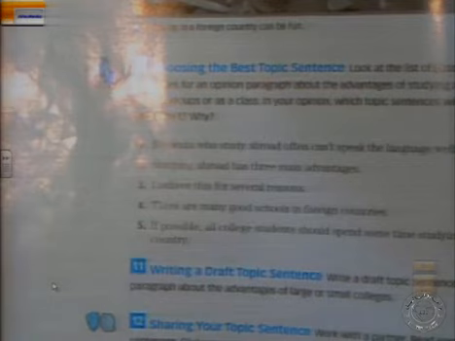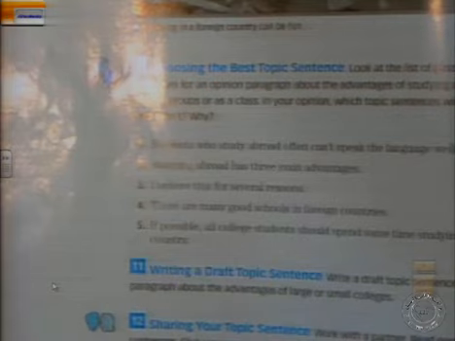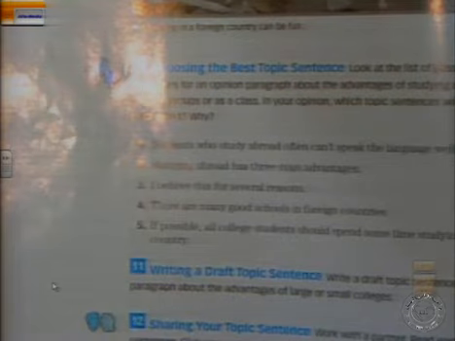Overgeneralization. The writer here spoke about all the students who study abroad, and he said that they can't speak the language well. The second point that makes this not a good topic sentence is that it is not logical that students who study abroad can't speak the language well.